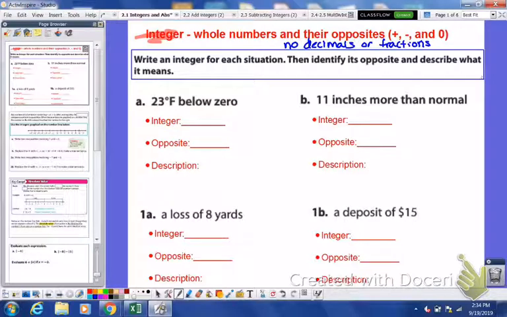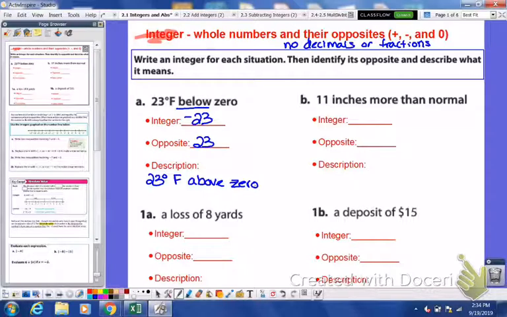Okay, so we want to write an integer for each situation, then identify its opposite and describe what it means. So part A, we have 23 degrees below 0. Below means we're going to be a negative, so negative 23. The opposite of negative 23 would be a positive 23. And in this situation, that positive 23 would mean 23 degrees Fahrenheit above 0. That's how we're positive.